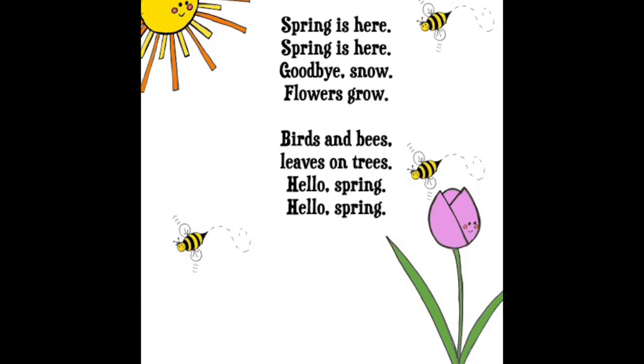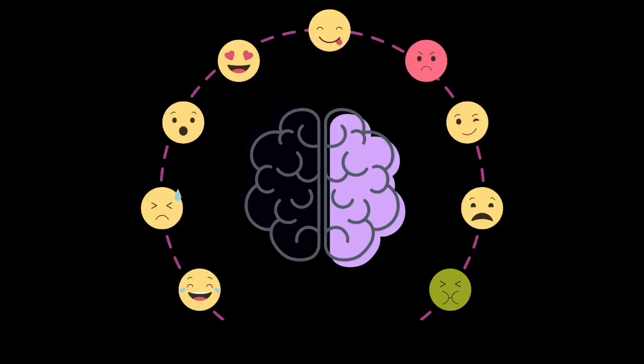Spring is here, goodbye snow, flowers grow, birds and bees, leaves on trees. Hello spring, hello spring. Poems almost always have a rhythm. They usually have metaphors, use rhymes, and express emotions.